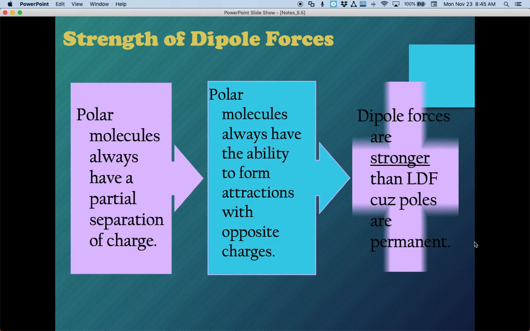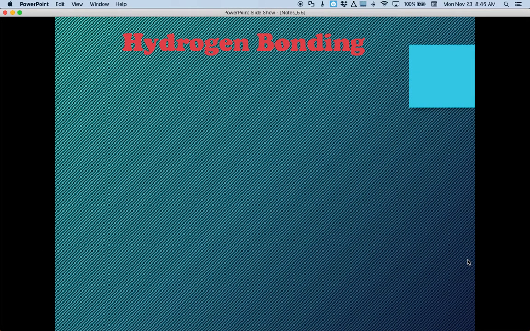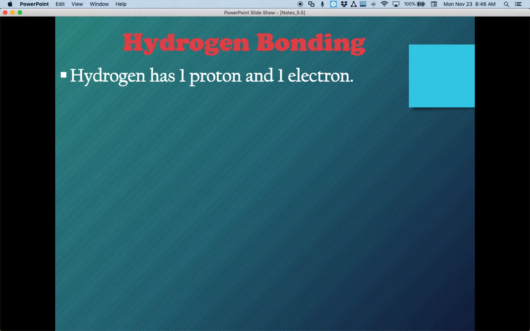Okay. So the strength of dipole forces are kind of in the middle. So dipole forces, they are stronger than London forces because the poles are permanent. That's all you really need to know: London forces are the weakest. Dipole forces are the next strongest, and then after that, we have the granddaddy of them all, hydrogen bonding. And this is a very special situation.